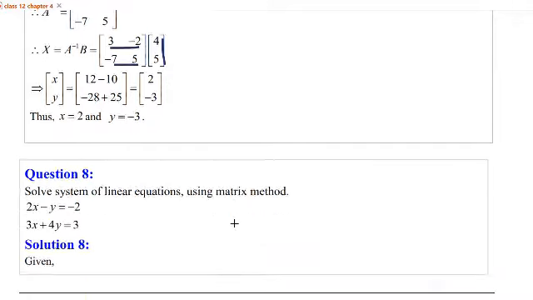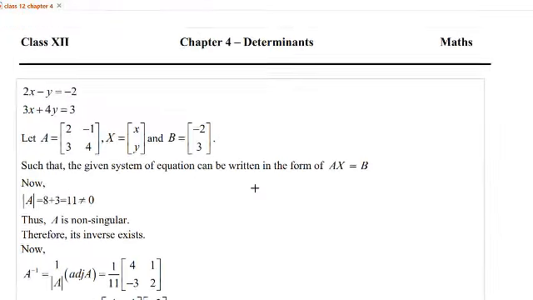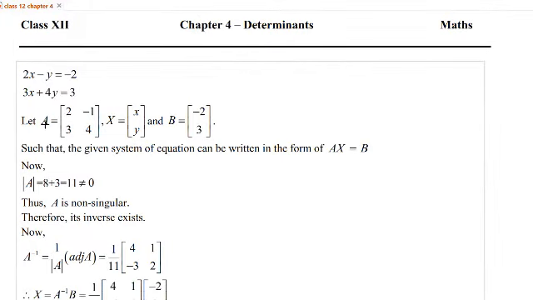Quite simple. Now question number 8. Again, a system of linear equations is given. This time also we have two equations with two variables only, x and y. So we'll follow the same rule. First of all, matrix A with the coefficients of x and y, so 2, minus 1, 3, 4. So this is clear. Then matrix X, in which we'll write variables in column form, and matrix B, in which we'll write these constants which are at the RHS of the equations in column form.